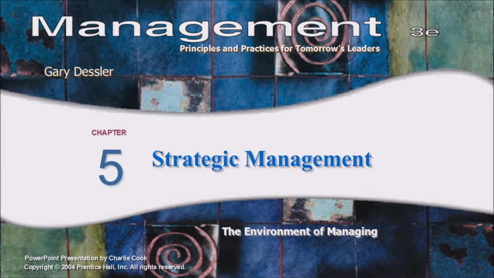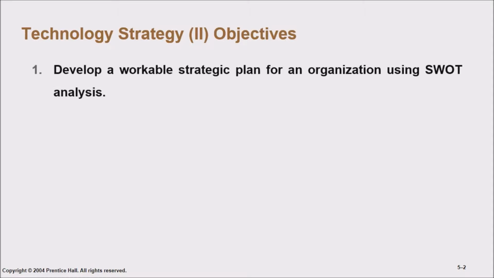Chapter 5. Strategic Management. Technology Strategy. Objectives. After studying this chapter and the case exercises at the end, you should be able to develop a workable strategic plan for an organization, using SWOT analysis.